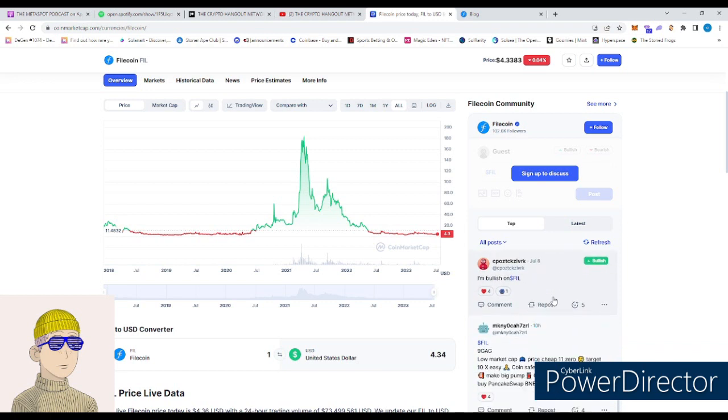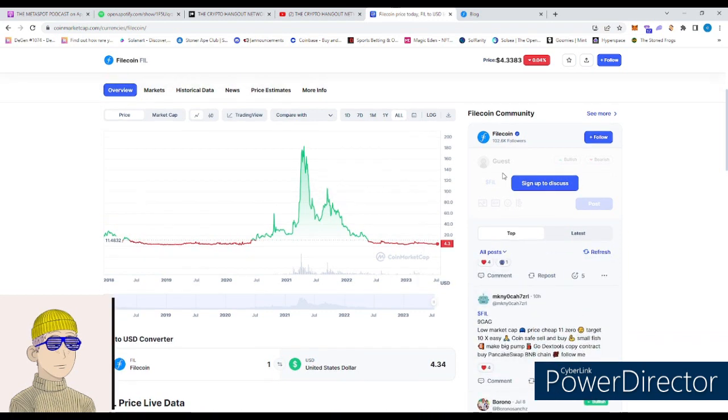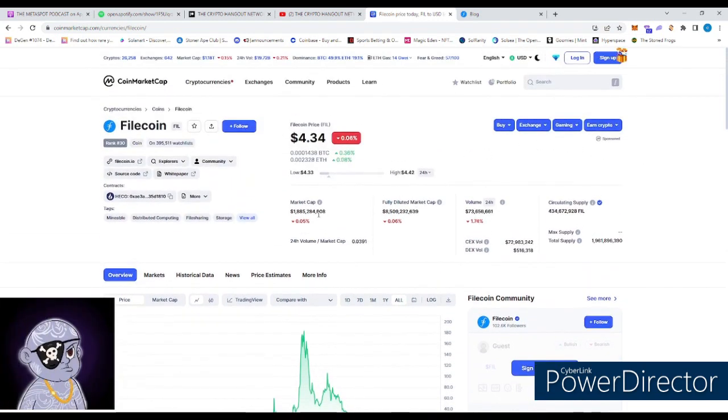A lot of people bullish on it, low market cap, etc. Market cap is, what is this? Let's see, 1 billion. 1 billion market cap, 434 circulating supply, etc.